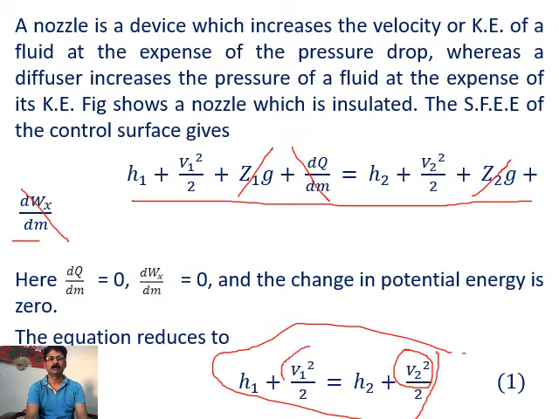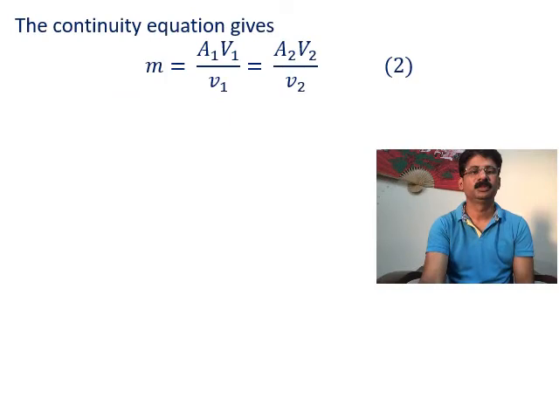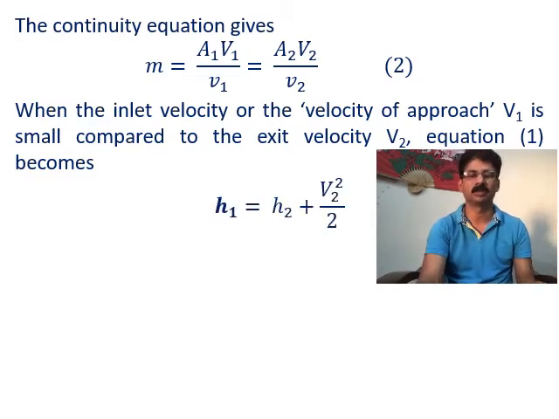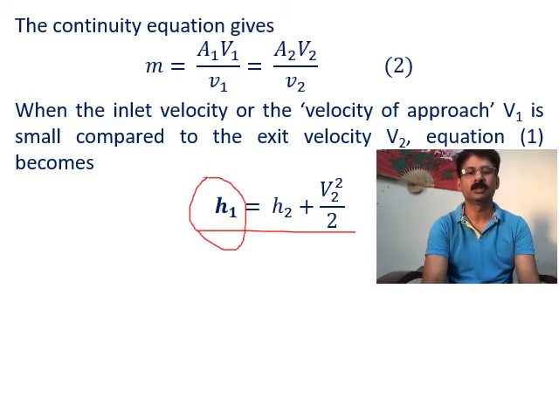Suppose V1 is neglected, then you have a separate equation for that. Let us see that. The continuity equation, all of you know, m is equal to A1 V1 by small v1 is equal to A2 V2 by small v2. When the inlet velocity or the velocity of approach is small compared to the exit velocity, as I told you just now, you can write the previous equation for the nozzle as h1 is equal to h2 plus V2 square by 2. Actually h1 plus V1 square by 2 was there here. So as I told you just now, V1 is small compared to V2 and it is neglected.